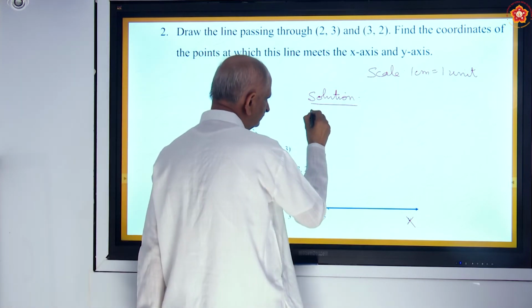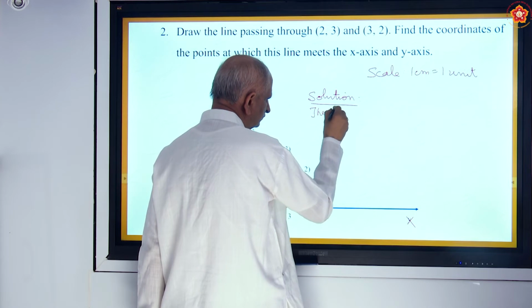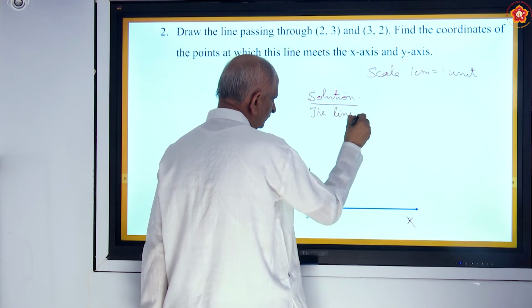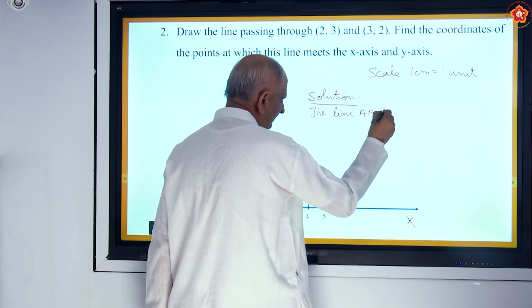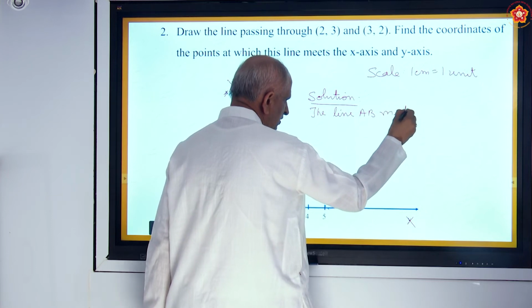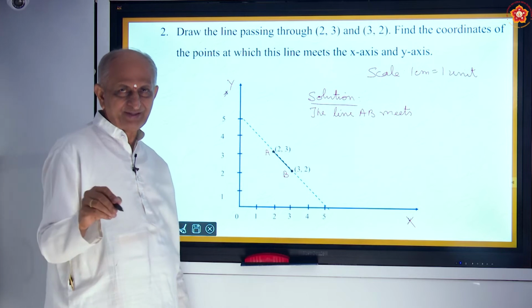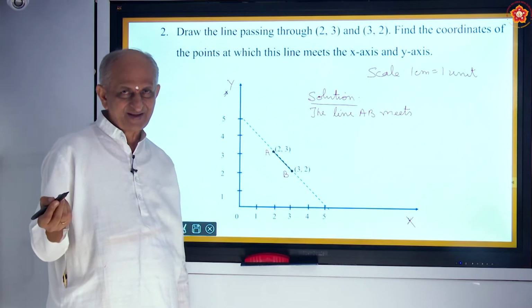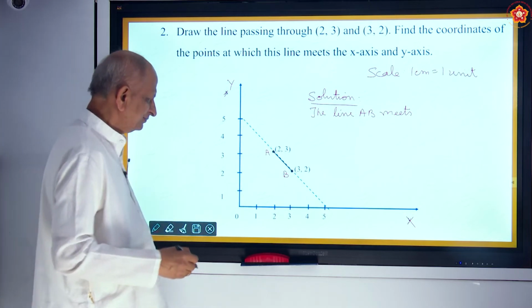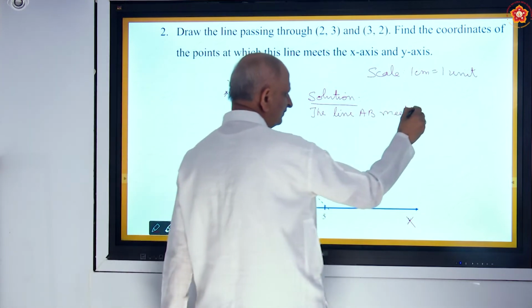Line AB meets. I think you understood the word meeting. Meeting is different from intersecting. Meeting means just touching.